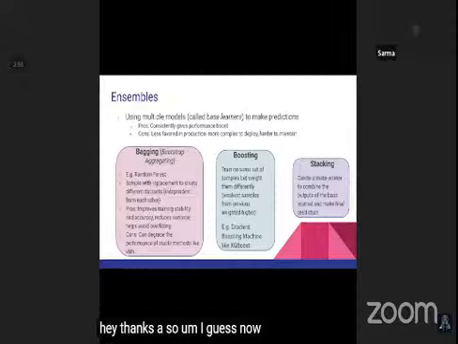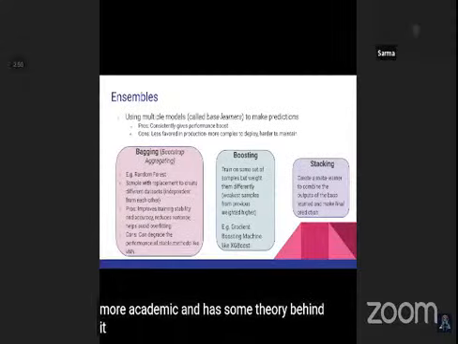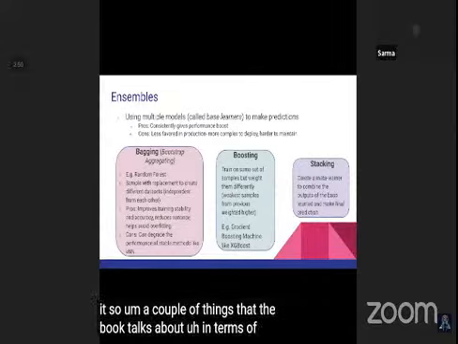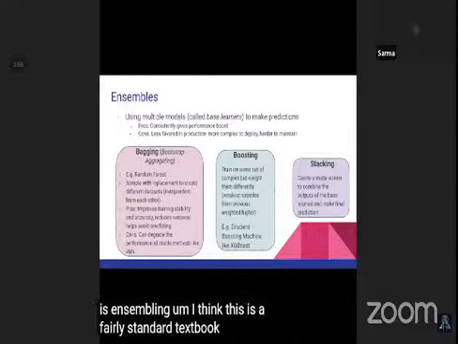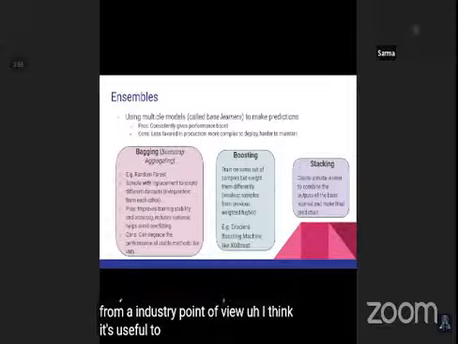So I guess now we get to the part of the book that's a little bit more academic and has some theory behind it. A couple of things that the book talks about, giving a reader a sense of what types of models exist. One of them is ensembling. I think this is a fairly standard textbook process, but from an industry point of view, I think it's useful to understand the higher level idea here.